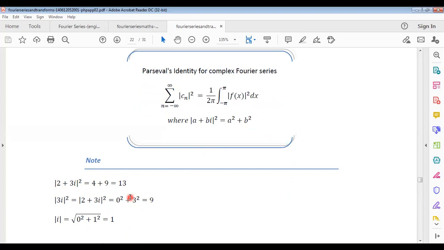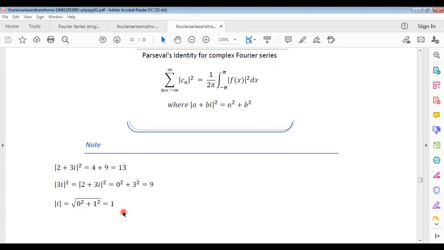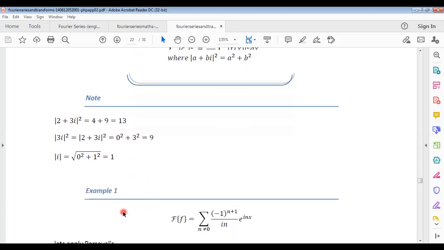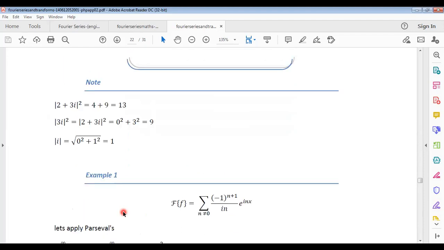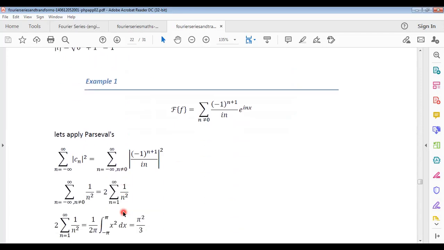Similarly, for thrice i, or 2 plus thrice i whole square, this means the real part is 0 here. This was a mistake earlier. This will be 0 and only i. This is also a complex number, we can write 0 plus i. Here the real part is 0 and the imaginary part is 1. This is why we get only 1. So this is an example of applying Parseval's identity for any Fourier series of a complex number.